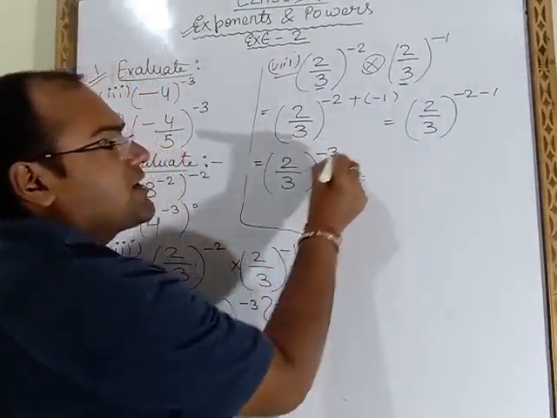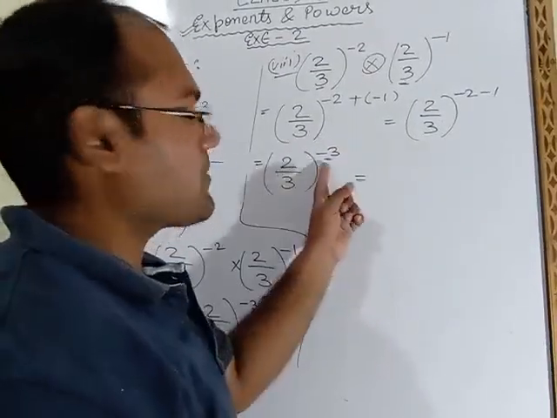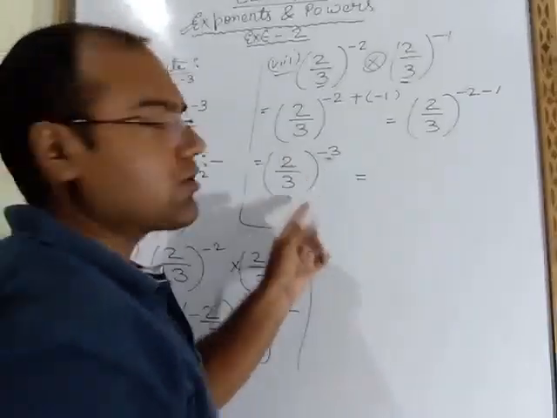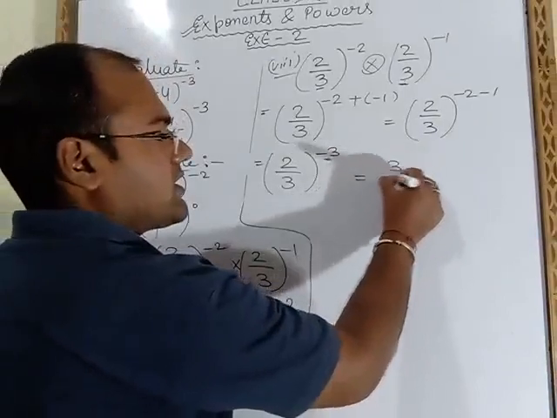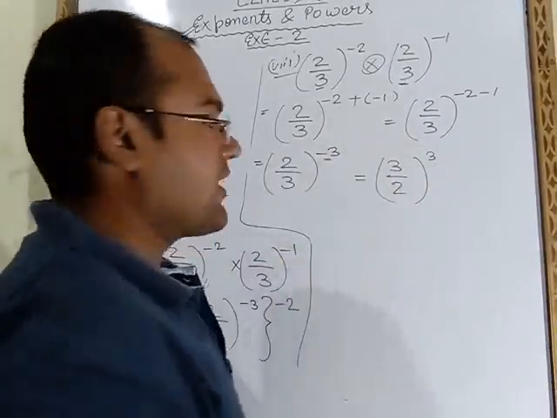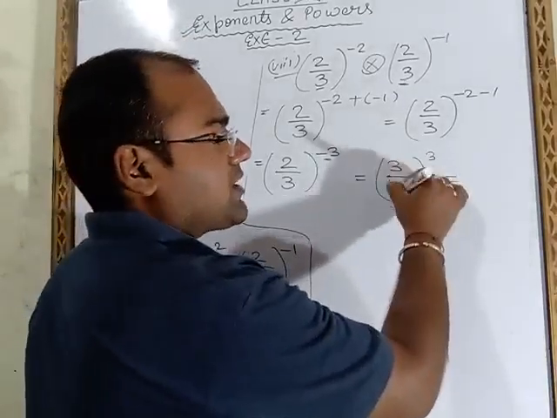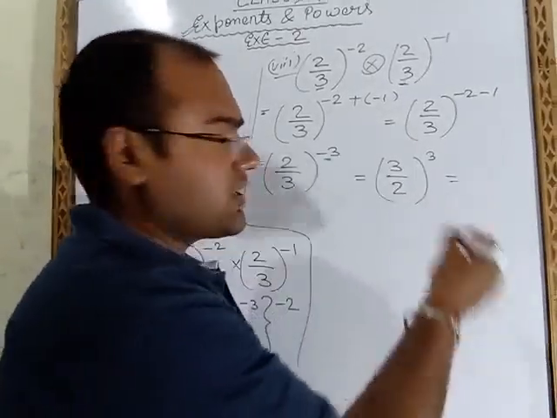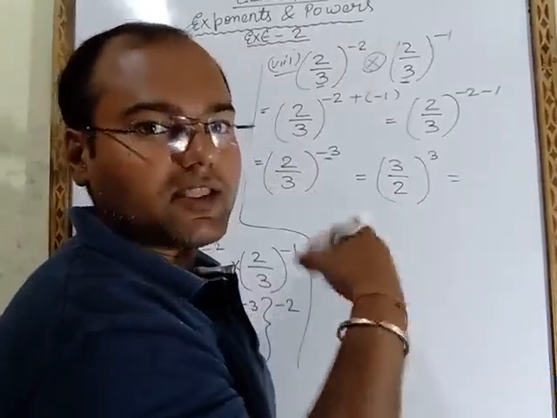Now here power is negative. In order to make this power positive, we have to take reciprocal. 2 upon 3 is given, we will take 3 upon 2. And this power we will make positive. Now next step is, we have to multiply 3 upon 2 3 times. 3 upon 2 multiply 3 upon 2 multiply 3 upon 2.